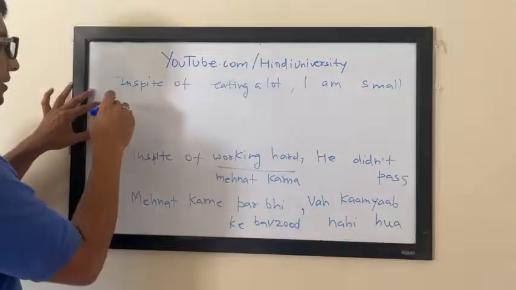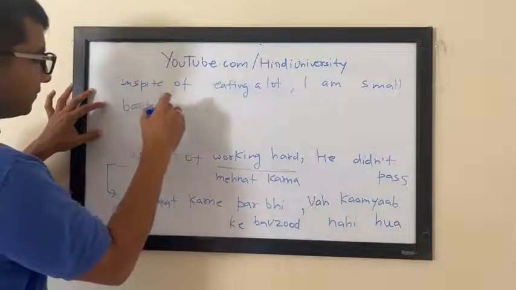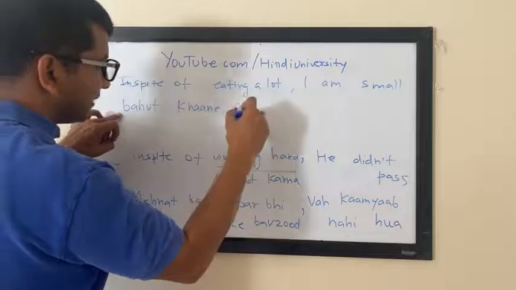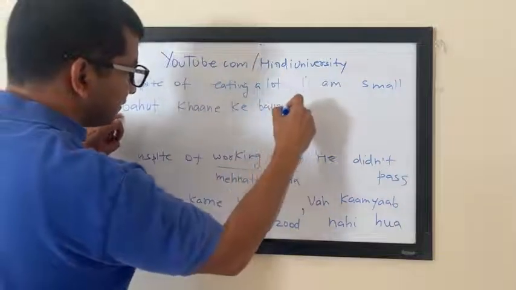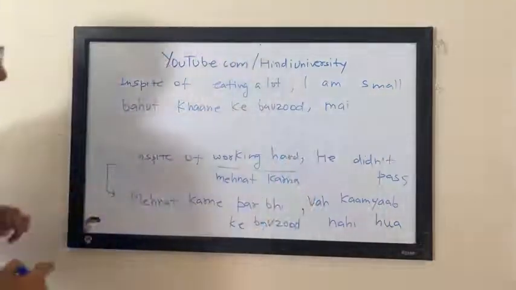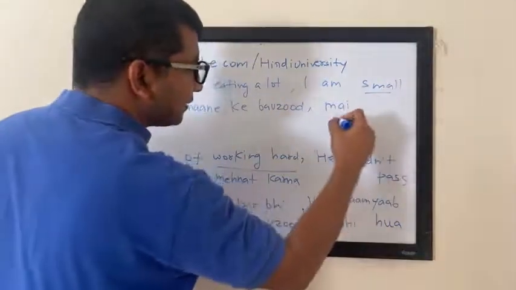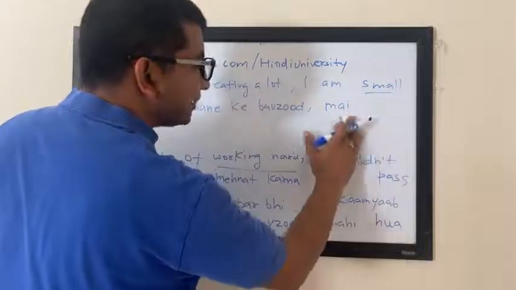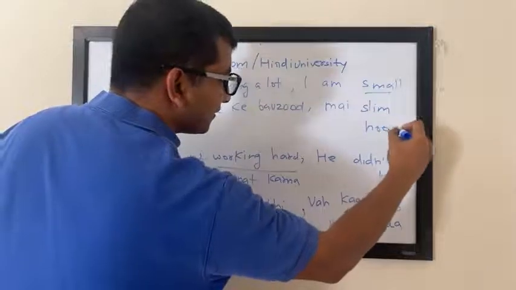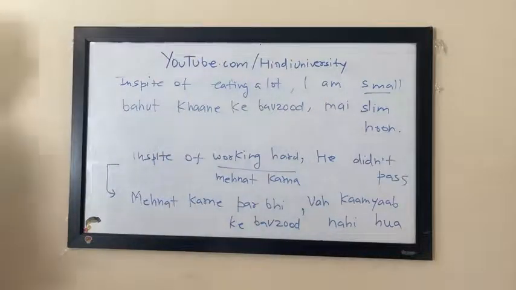Okay, so बहुत खाने के बावजूद मैं छोटी हूँ. So small, I think, maybe use a different word. Thin. Yeah, slim. मैं slim हूँ. Okay, this fits well. मैं slim हूँ. बहुत खाने के बावजूद मैं slim हूँ. Okay, awesome.